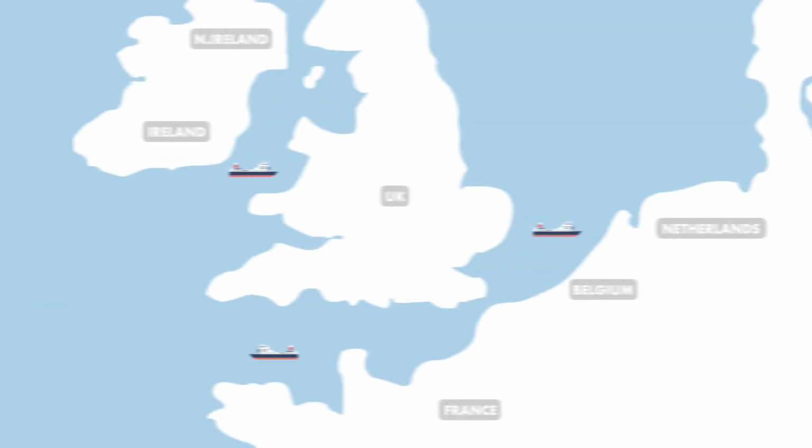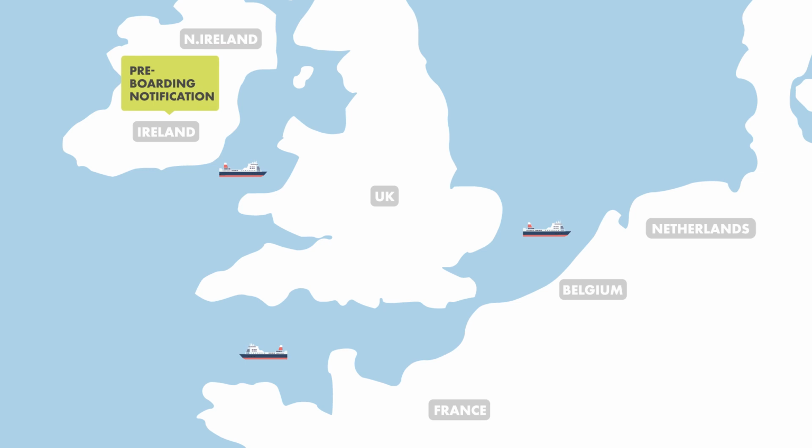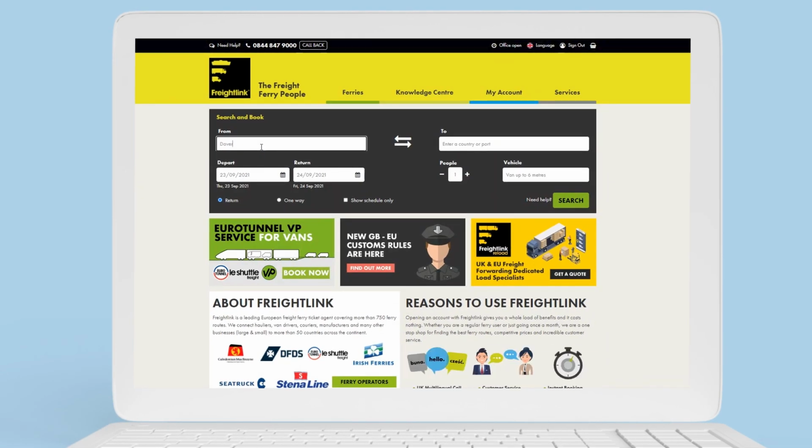A port pass is a goods movement reference, GMR, in Great Britain and Northern Ireland, pre-boarding notification, PBN number, in the Republic of Ireland, and logistics envelope in France. It is also an approval system for the Netherlands, Portbase, and Belgium, RX Seaport. You can generate a port pass with the Freightlink Port Pass Generator.